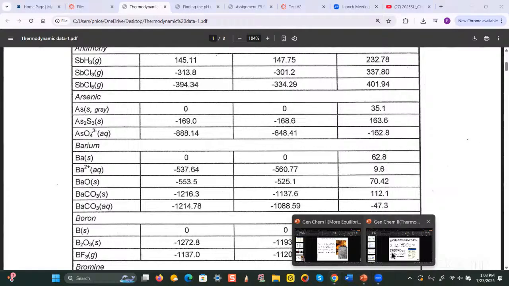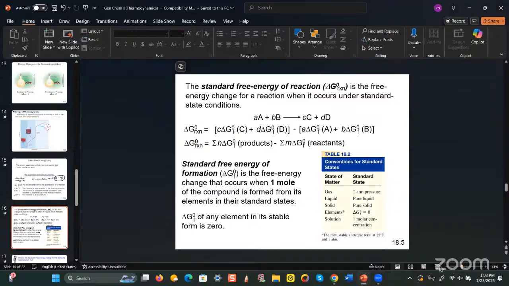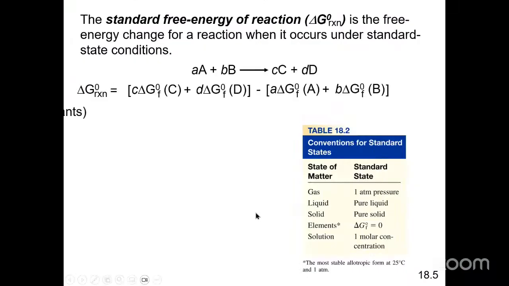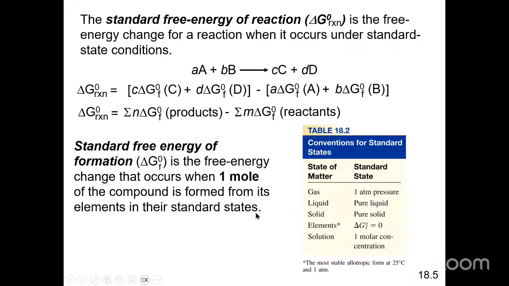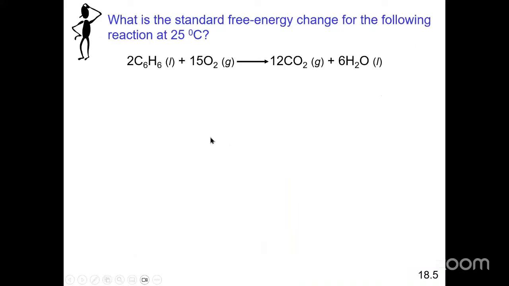So let me go back to the PowerPoint and see what's on the next slide. Okay, so this is basically the equation, as I said before. And this is the point I made just now, right? The free energy of formation of elements in the standard form is 0. All right, so based on what we have just learned, we can do a question like this one.